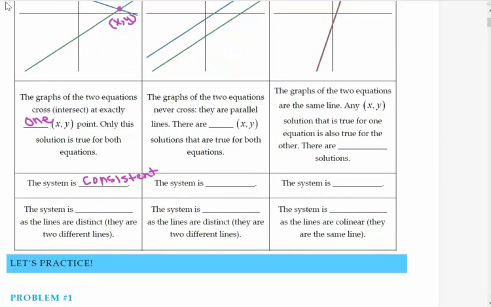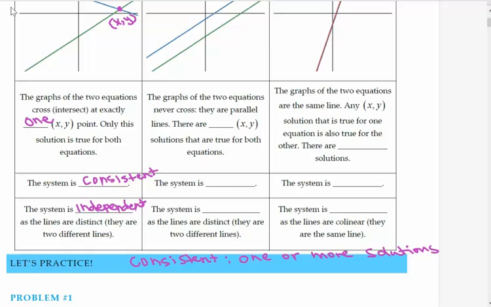Maybe I'll put that down here so you remember. The word consistent in math means that it has one or more solutions. And then the next thing underneath it, the system is independent as the lines are distinct. They are two different lines.